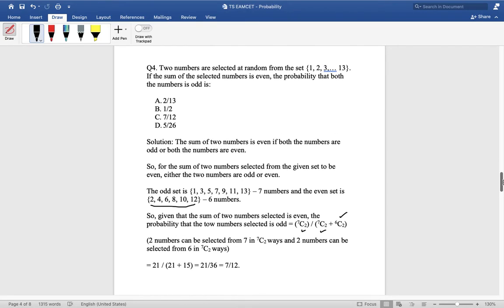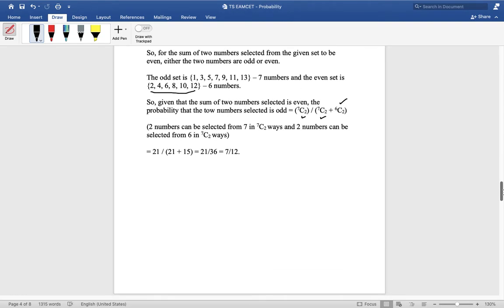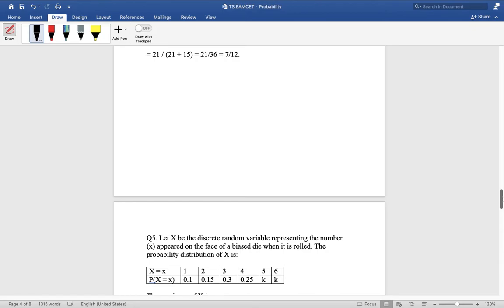So the correct option is C. It's a very straightforward problem. If you don't understand, kindly let me know. I will explain further. Okay.